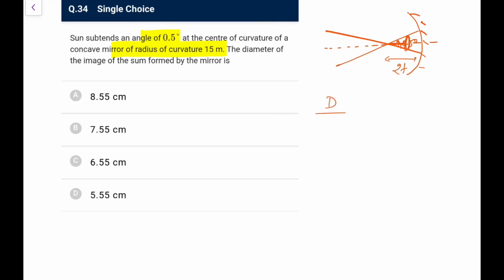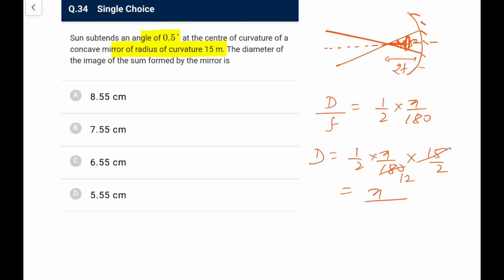So what you can directly say, this diameter upon f would be the angle subtended, so d by f is half degree. That is half degree, that is half into pi upon 180 in radians. So that diameter would be half into pi upon 180 into the focal length, which would be 15 by 2. So it is 15, that is 12, that is pi by 48. So this is pi by 48 meters, or 314 upon 48 centimeters.